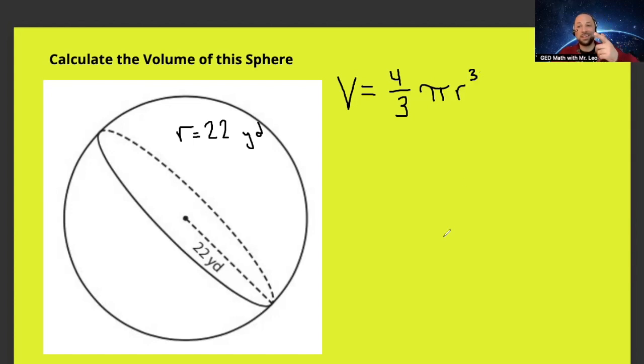All right. Is that it? Did I do it? Double check. Cool. All right. Let's plug it in. V is going to be the answer. For that fraction, I'm going to open a parenthesis. Just treat it like a division. We know what pi is. And I'm going to need to see that radius written 3 times. 22 times 22 times 22.